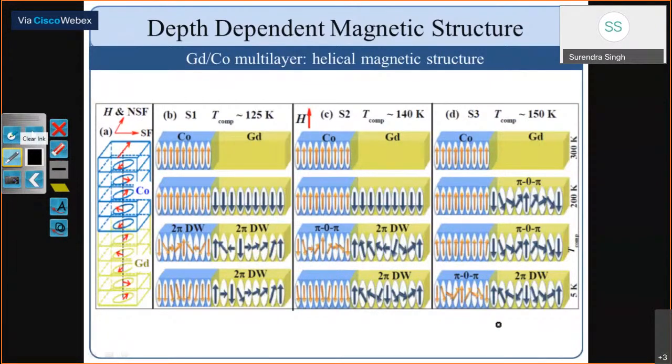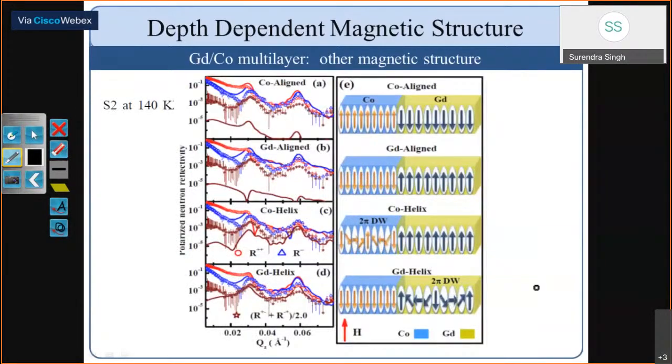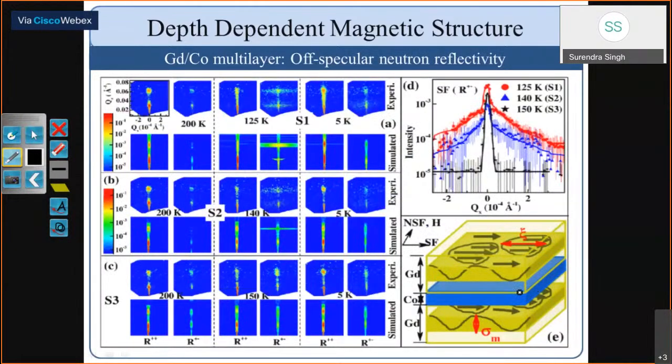So we found that at the compensation temperature we had a helical structure where all the moments are changing as a function of depth in both Gd and cobalt. And this has a wide implication from an application point of view. One can think of a lot of applications if we get this kind of helical structure in these kinds of systems. Okay. Then here I have shown the QX QZ map which I just explained.